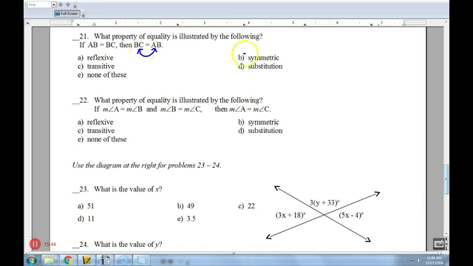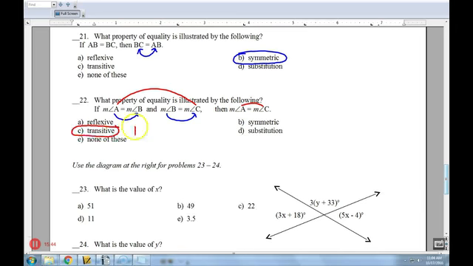So that would be the symmetric property, when you just reverse the two sides. What property of equality is illustrated in the following? If A equals B, and then B equals C, how do we know that then A equals C? That's kind of what this says. That is the transitive property.